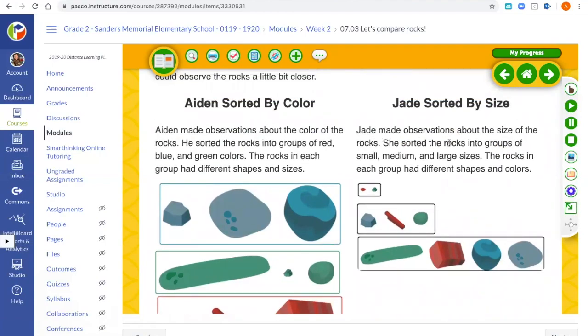Jade made observations about the size of the rocks. She sorted the rocks into groups of small, medium, and large sizes. The rocks in each group had different shapes and colors.